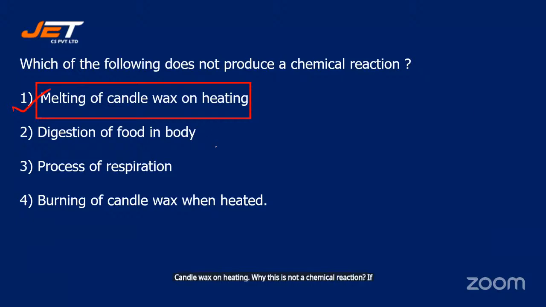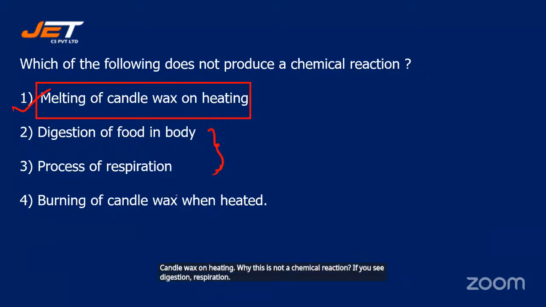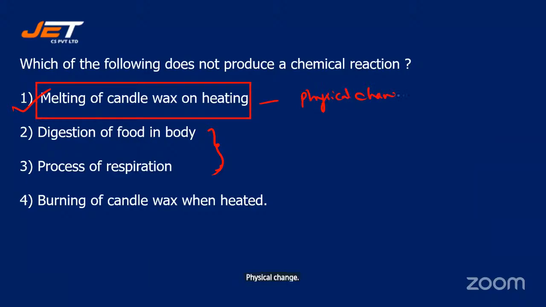If you see digestion, respiration, or burning of candle, burning, charring, all the three are chemical reactions. But the melting of candle is a physical change. Why is it called a physical change? Because here the state of the solid is being changed into a molten solid or nearly liquid. Since there is a change in state, it is a physical change. It's not a chemical reaction or a chemical change. So that is why option 1 is correct.